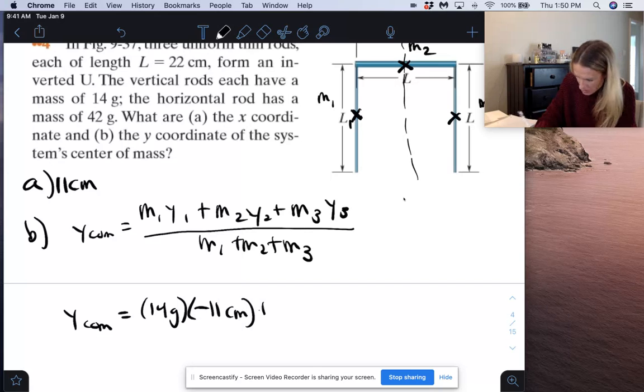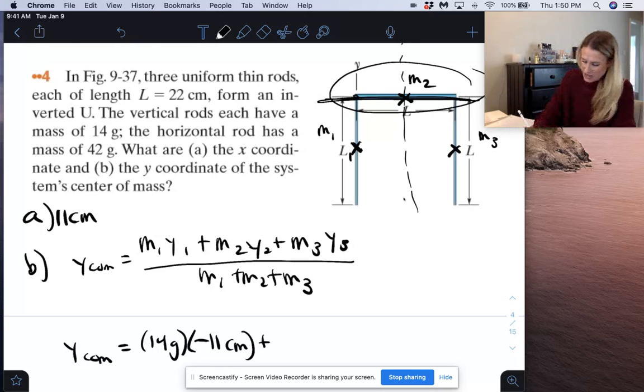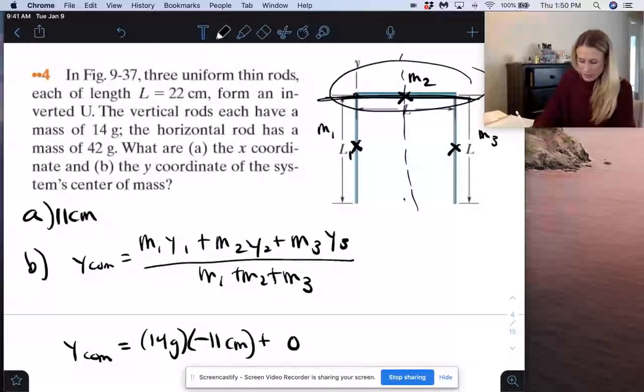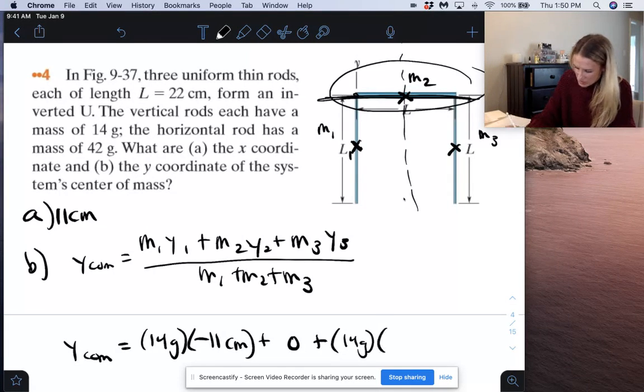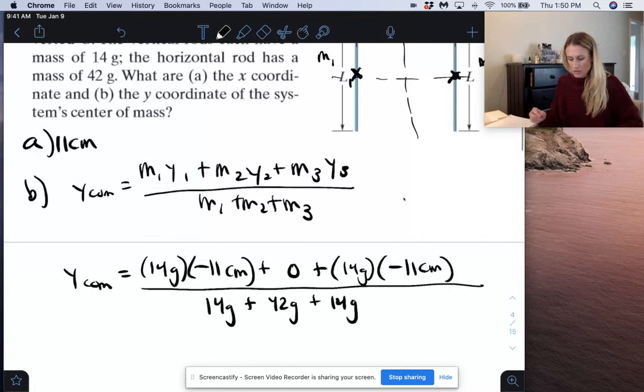plus mass 2, which is this top rod right here. But we can see that the y coordinate is going to be 0 for mass 2 because it's on the x-axis. So that whole term right there is actually going to cancel out, because the y coordinate for mass 2 is 0. Plus mass 3, which is also 14 grams, times the y coordinate of mass 3, which again is a negative 11 centimeters. And then we're going to divide this whole thing by mass 1, 14 grams, plus mass 2, 42 grams, plus mass 3, 14 grams.